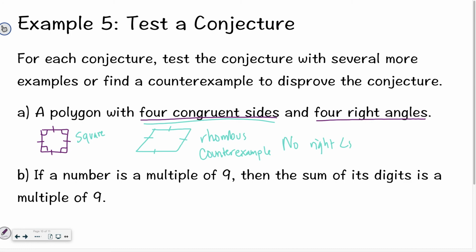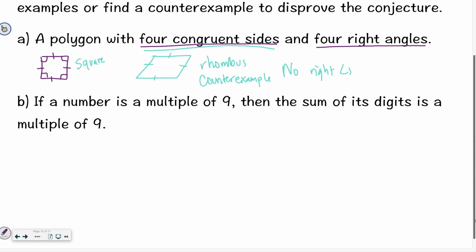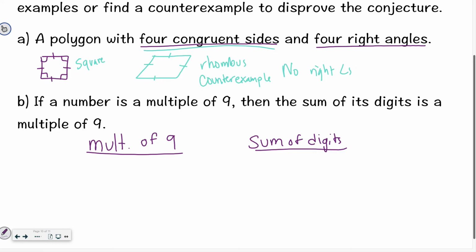Now, letter B: if a number is a multiple of 9, then the sum of its digits is also a multiple of 9. So we're looking at 2 things: multiple of 9 and sum of the digits. Okay, so multiple of 9. We could do 9 times 2 equals 18. That's a multiple of 9. So then I'm going to go over here and add up the digits. So then I have 1 plus 8 is 9. Is 9 a multiple of 9? Yes.